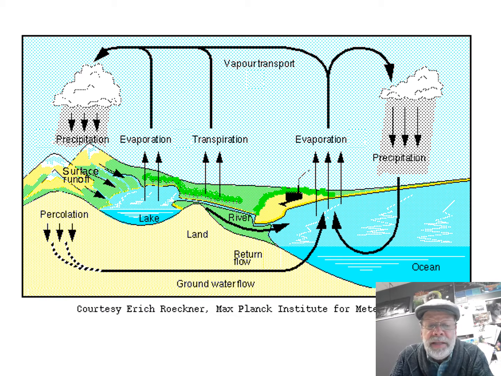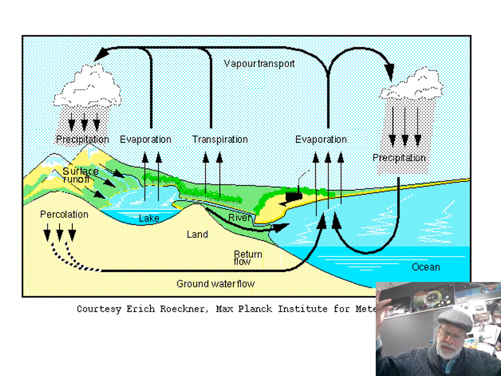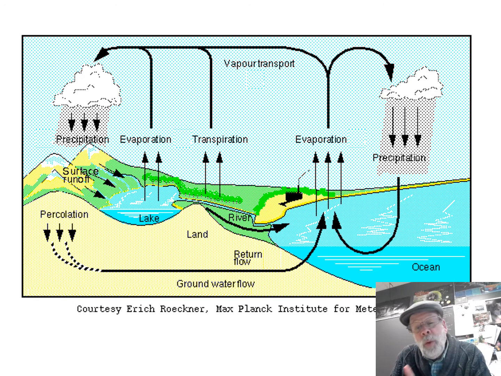We take a look at this. This is the great water cycle, simplified, but water evaporates or transpires, gets into the air, eventually it condenses, precipitates, comes back down onto the land, and what happens when it gets down to the land is kind of what we're talking about today.